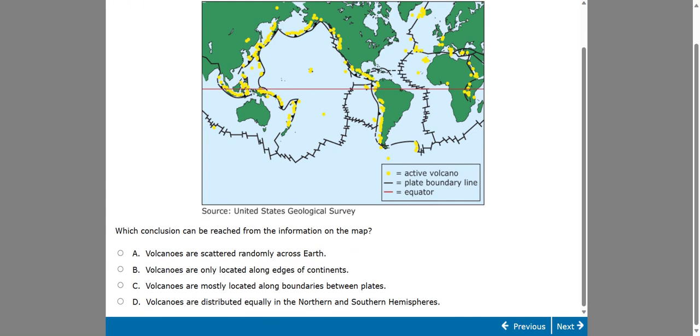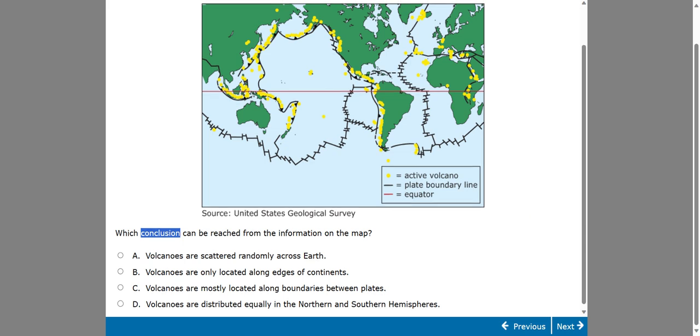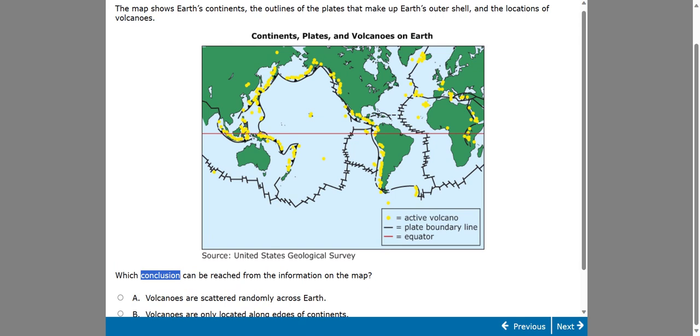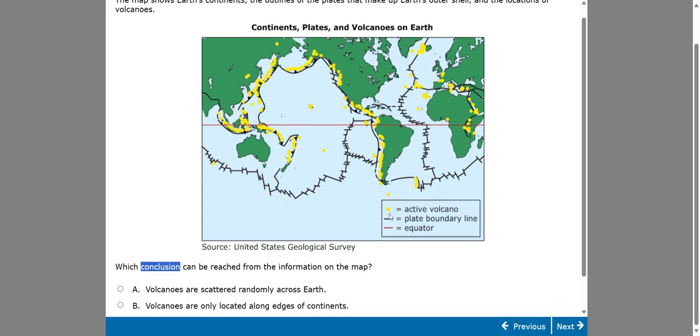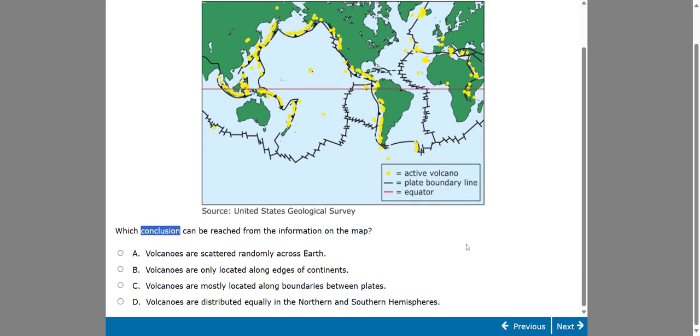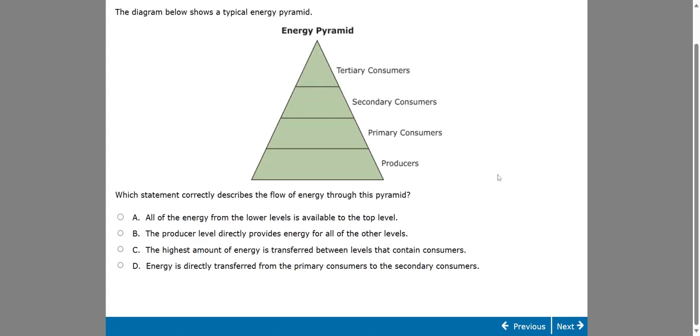As soon as I see the word conclusion, when I see what can be concluded, what can be inferred, how can we analyze this information, the question is encouraging you to analyze what you're seeing. The yellow circles do represent active volcanoes. That's not a conclusion that can be reached based on what you're actually seeing. So be careful with these kinds of questions. You have to infer based on the information.